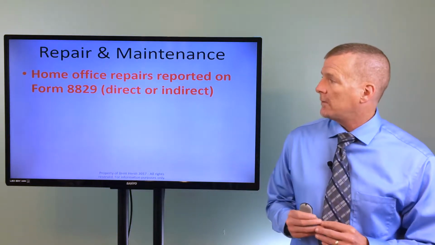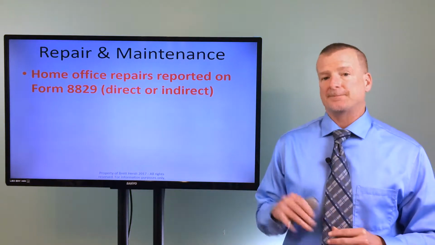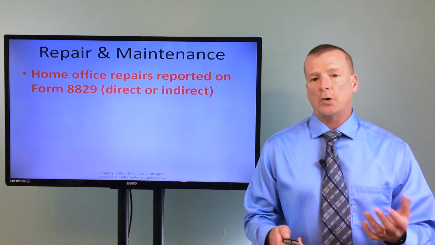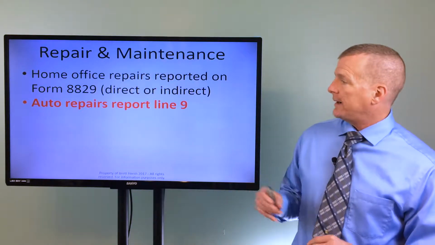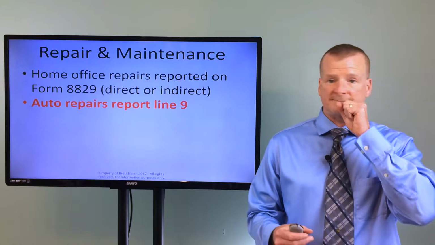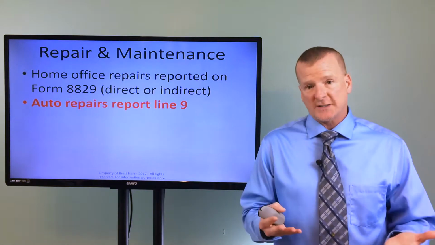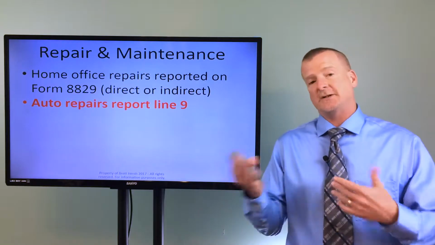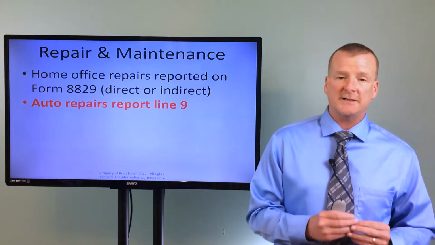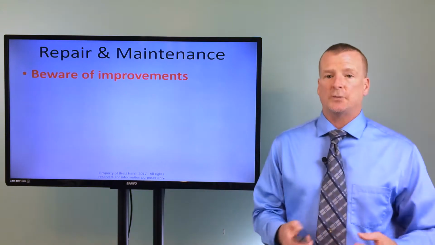If it's related to your home office, it goes on Form 8829, home office expense. Auto repairs, however, are reported on line 9. Those are actually part of your auto costs, car and truck expenses. So it's repair and maintenance, but related to your auto, line 9. Repair and maintenance related to a home office goes on Form 8829.